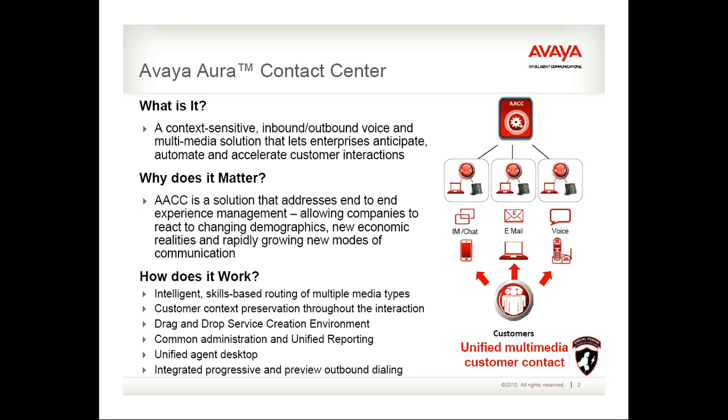So some of the how-does-it-work type stuff: the skills-based routing for multiple media types. We can do that today, but not all within one product. The customer context preservation throughout the interaction. So like I was saying before, the history of the contact or the history of that current conversation, being able to recognize when it needs to pull historical data and create auto responses or bring data to the agent so that it can properly answer that question. That's context-based type handling.